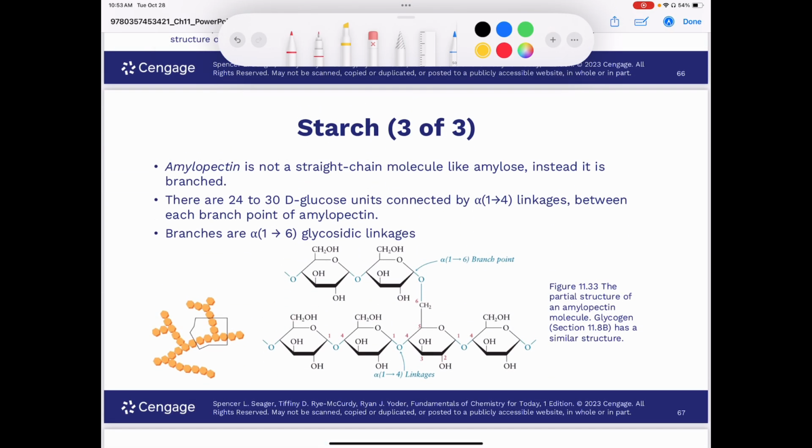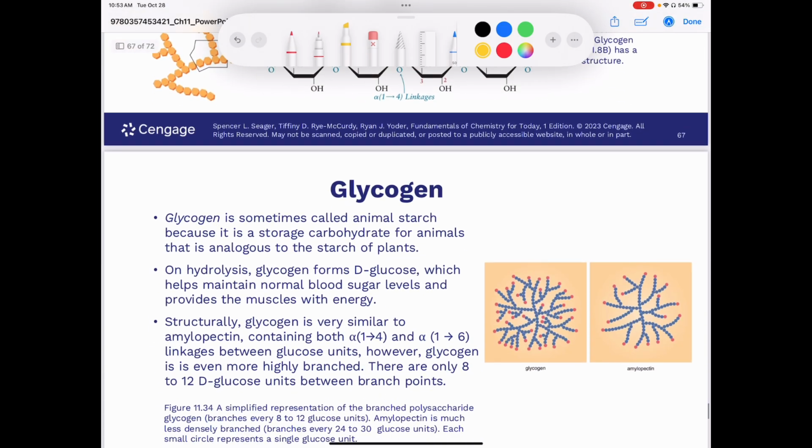Amylopectin, the second component of starch, is not a straight chain molecule like amylose, but contains random branches. The branching point is the alpha 1,6 glycosidic linkage, and you can see that shown here in figure 11.33. There's usually 24 to 30 D-glucose units all connected by those alpha 1,4 linkages between each branch point of amylopectin. These branch points give amylopectin the appearance of a bushy molecule. Amylopectin contains as many as 100,000 glucose units in one gigantic molecule.